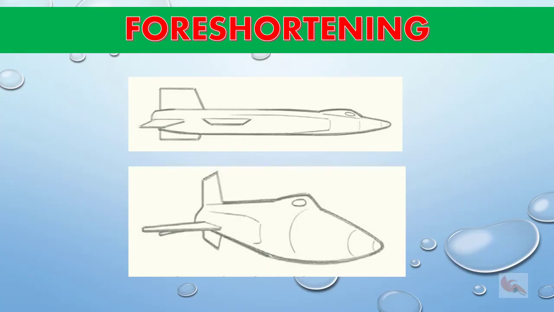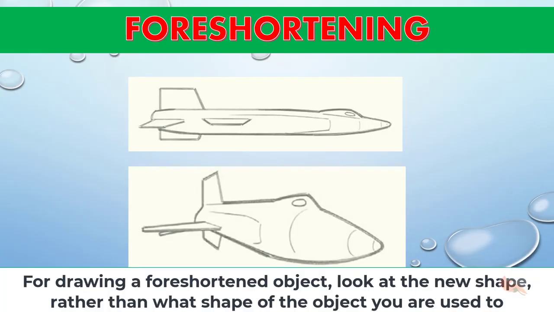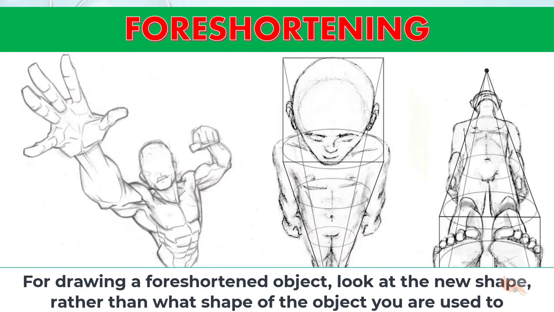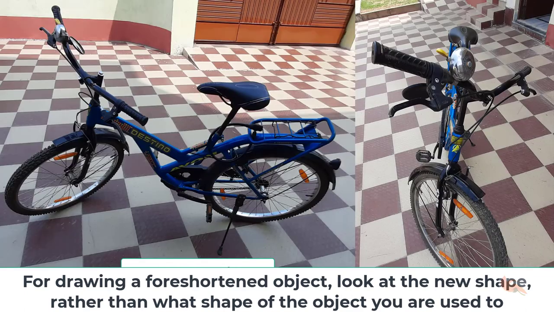Now we will see a technique called foreshortening. It's a technique used in perspective to create the illusion of an object receding strongly into the distance or background. The illusion is created by the object appearing shorter than it is in reality, making it seem compressed.